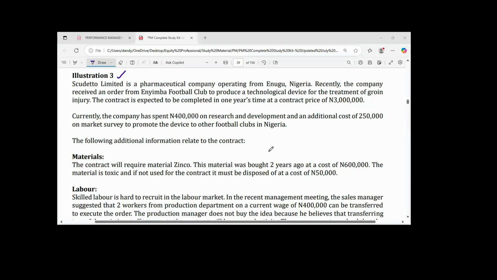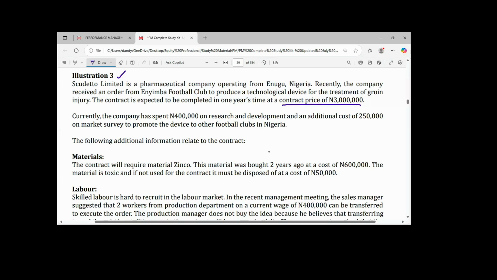Currently, the company has spent 400,000 naira on research and development and an additional cost of 250,000 naira on market survey to promote the device for other football clubs in Nigeria. The following information relates to the contract. Materials. The materials will require zinco. This material was bought 2 years ago at the cost of 600,000 naira. The material is toxic, and if not used for the contract, will be disposed at a cost of 50,000 naira.